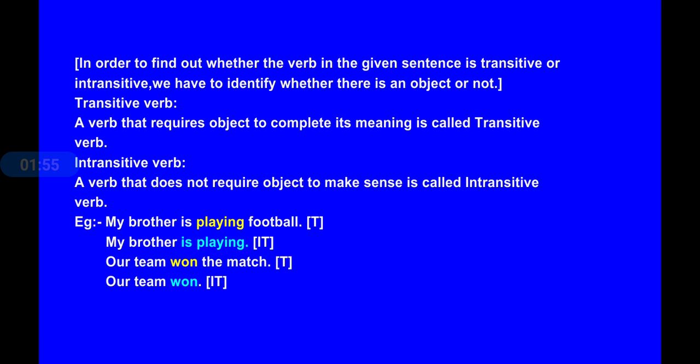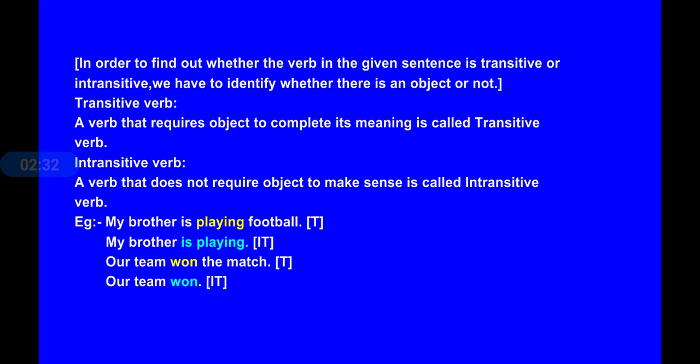Now, let us know about transitive and intransitive verbs. In order to find out whether the verb in the given sentence is transitive or intransitive, we have to identify whether there is an object or not. That means we have to identify the object. If an object is there, then the verb is called transitive. If an object is not there, then the verb is called intransitive. Then the question arises, what is an object?